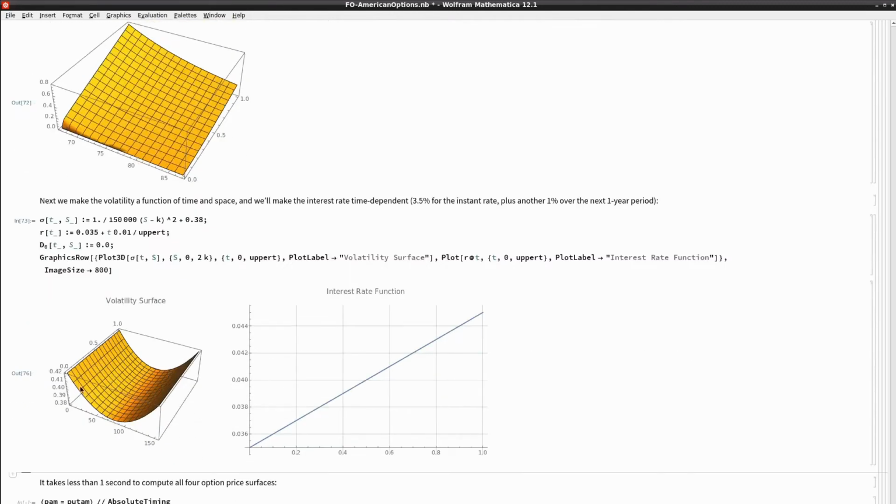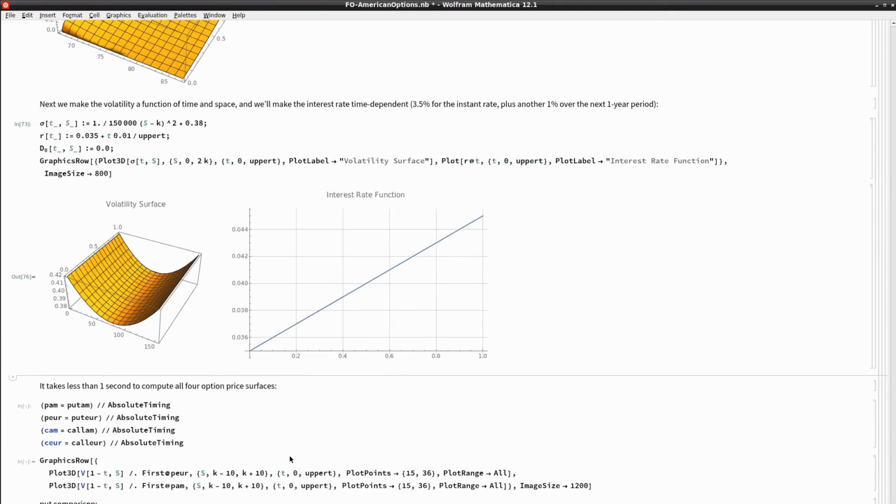So we have a volatility smile here. Our surface is a smile for this volatility function that would come from a curve fitting or a regression. This equation here you would have to get with some kind of regression. We have the interest rate function here. I just do a simple linear function here. We start at 3.5% and go up to 4.5% over a 1 year period.